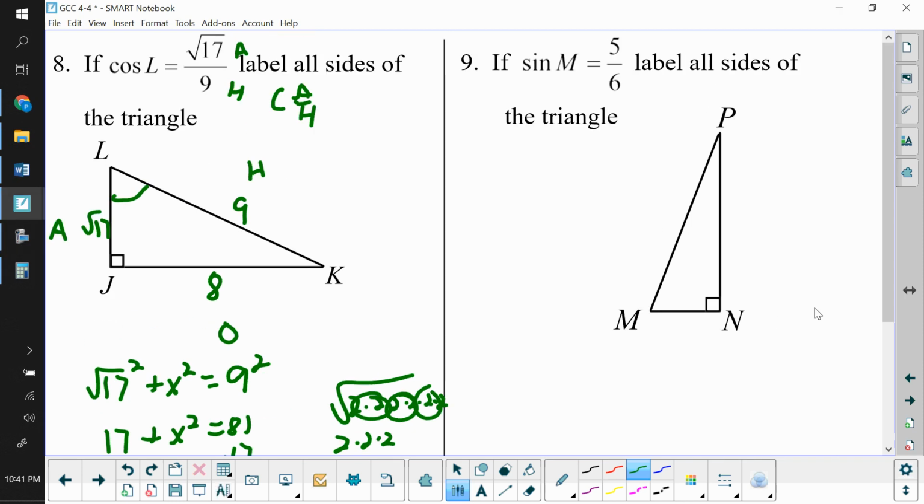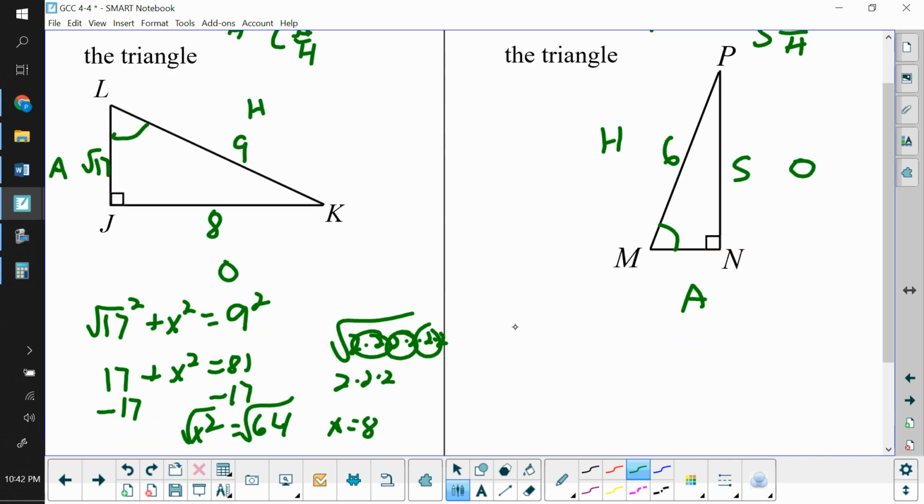And our last one, we're going from angle M. So from M, going straight across, this is the opposite. This is the adjacent, that's the hypotenuse. Sine is opposite over hypotenuse, so this is our O over our H. So we'll label the O side 5, the H side 6. And we need to find MN, so we'll do Pythagorean theorem. We'll have x squared plus 5 squared equals 6 squared.